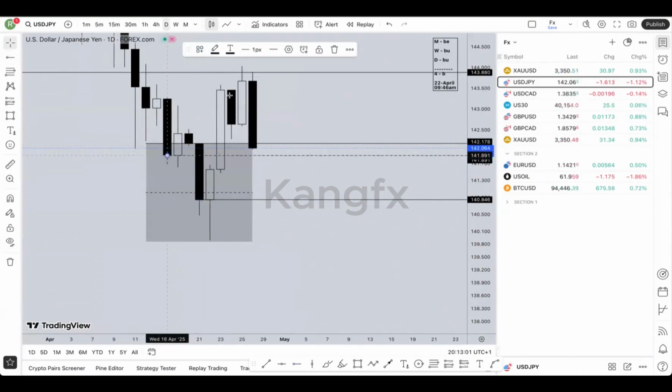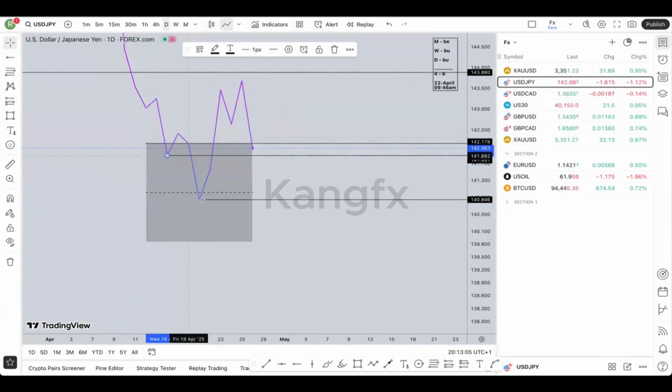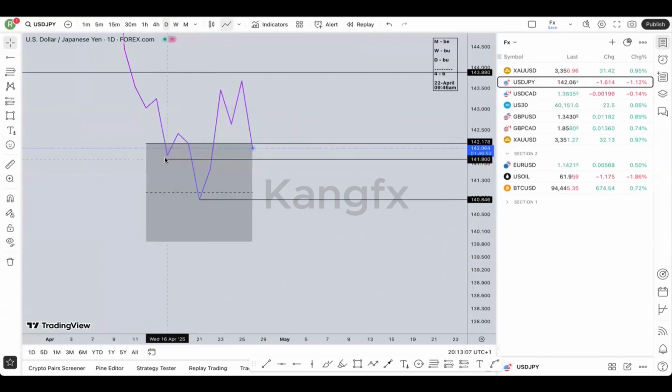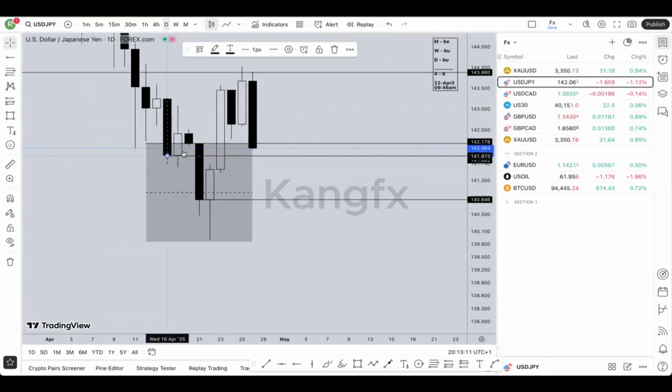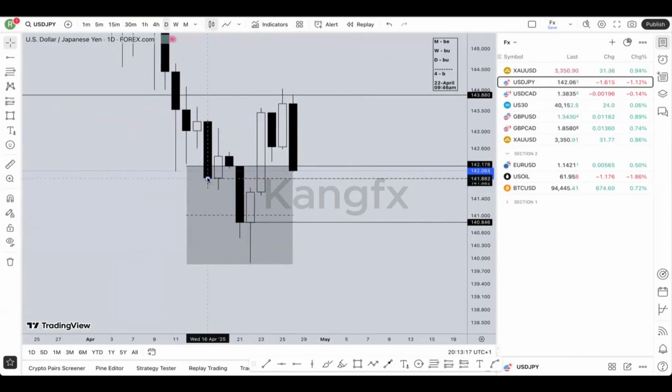A QM. If I switch this to line chart, you see that? A move down and a break. So this is a QM here, which is valid. Sometimes the market might leave the QM and use this one. You get me? But you still make sure you place your trade.